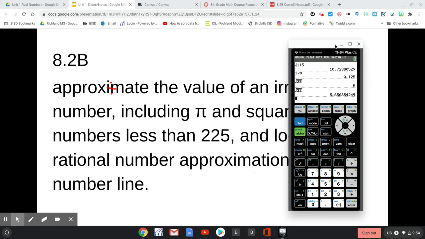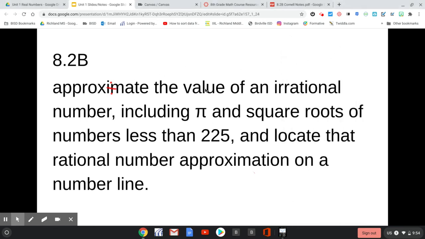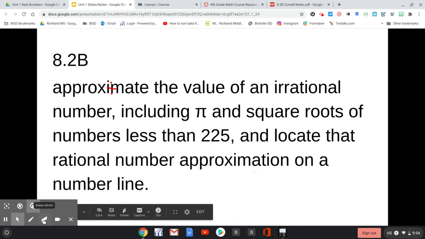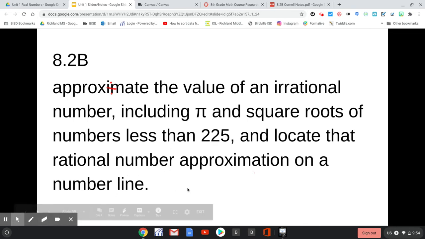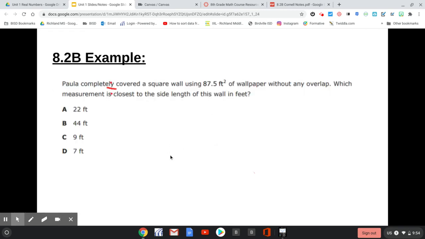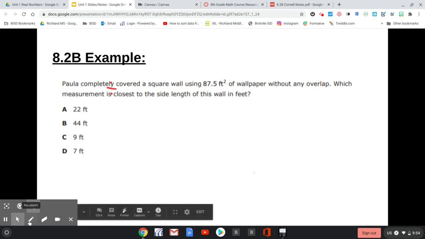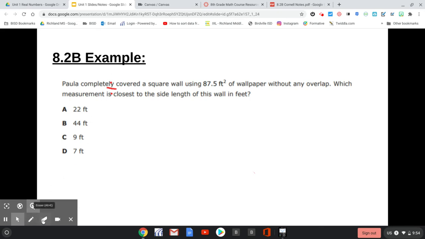Here's the TEK that we're using. Approximate the value of an irrational number. And that's all we're doing. The numbers need to be less than 225, and then we need to locate them on a number line. So let's practice some examples that were on the STAAR test. Some of them you have to find on the number line, some of them you don't.